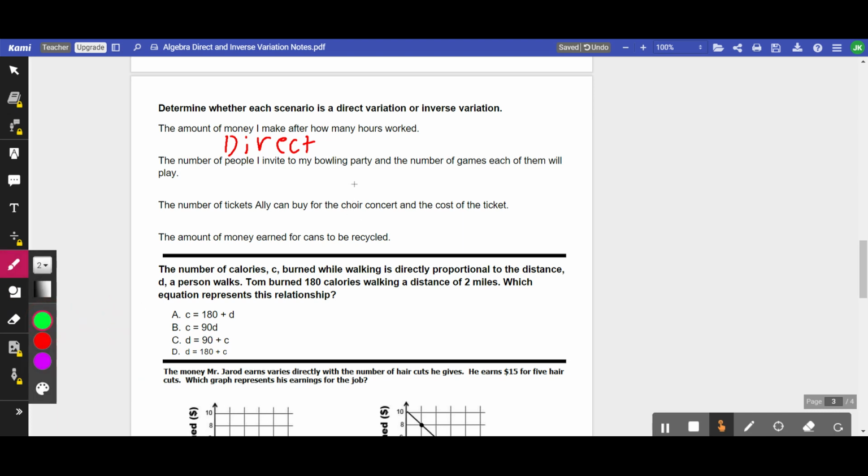And then for the next one, it says the number of people I invite to the bowling party and the number of games each of them will play. I'll draw an arrow here. So the more people you invite, it's more people that are trying to squeeze on each of the lanes. So they're going to be playing fewer games. So that'd be inverse then. Because if you invite fewer people, they'll play more games. And if you invite more people, they'll play fewer games there.